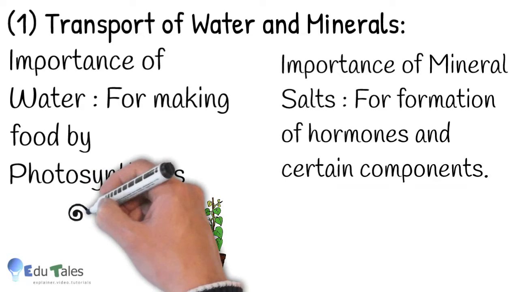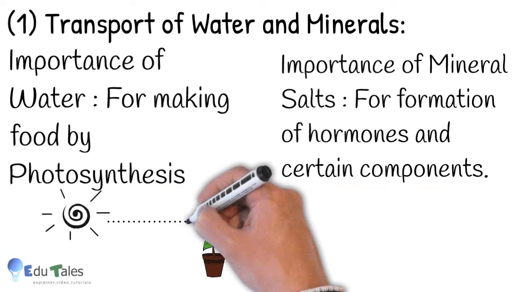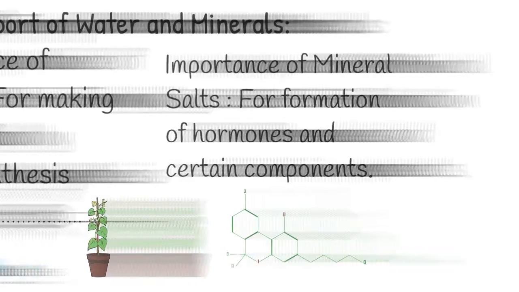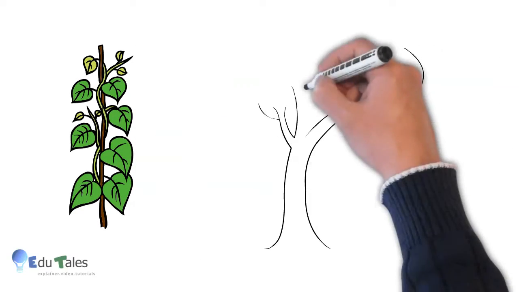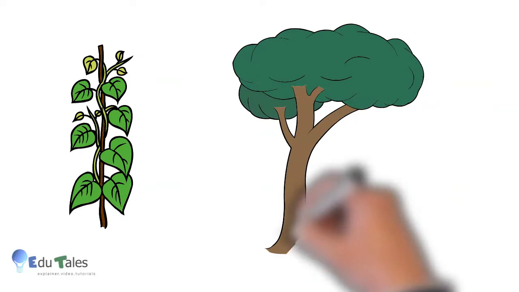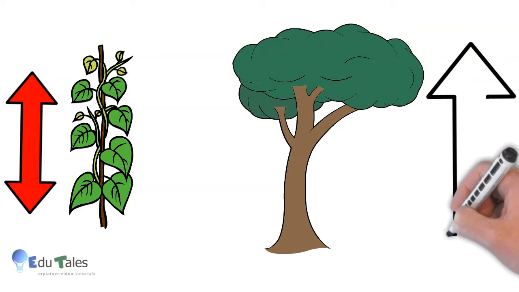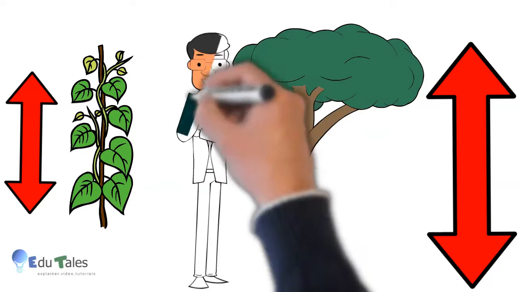What is the importance of mineral salts in plants? They help in formation of hormones and certain other components. In a short sapling, transport to all the parts becomes easy. However, transport becomes difficult in tall trees. So then let us see how transport occurs in tall trees.